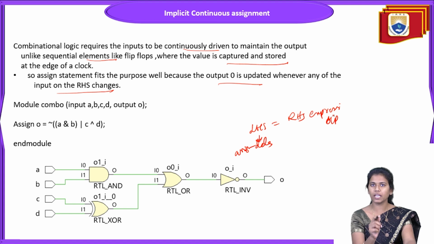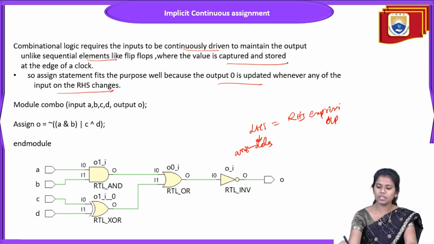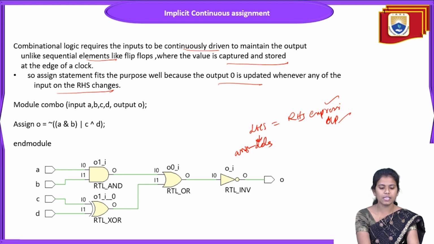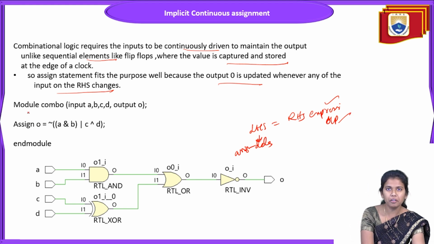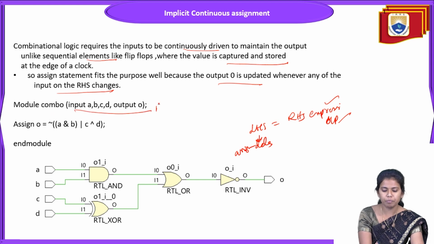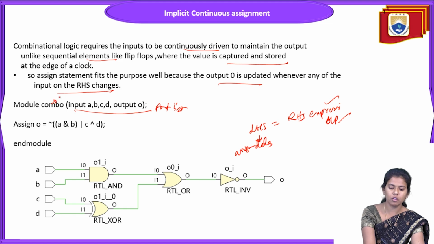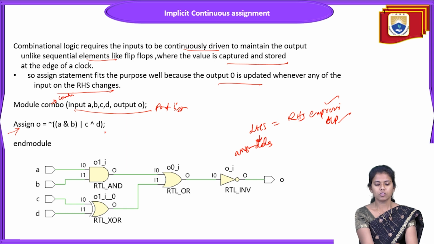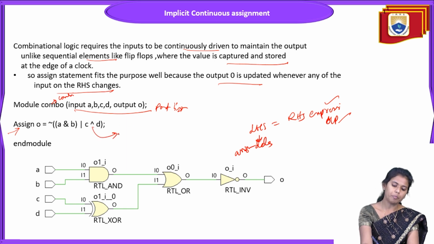So whenever you are changing the input values, obviously the RHS expressions will change, with the delays. For example, here, module combo, and this is a port list. Here, combo is nothing but the combinational circuit that I'm considering. Assign is a keyword. I'm assigning the output, which is equal to the negation of A and B or C XOR D.